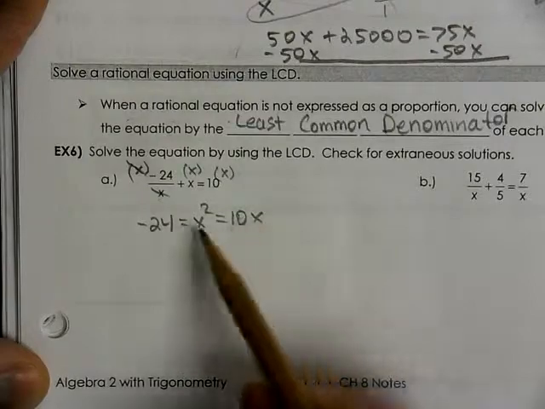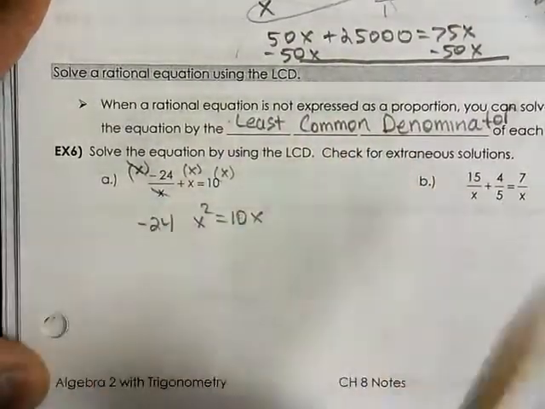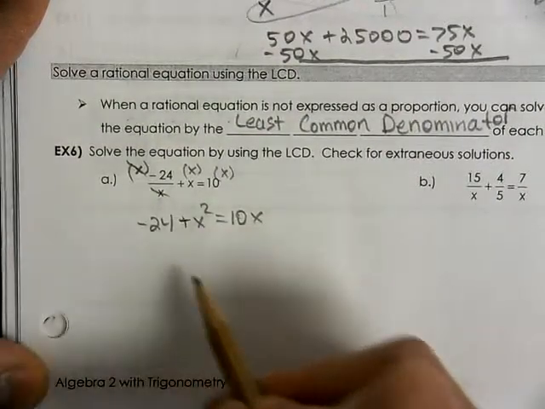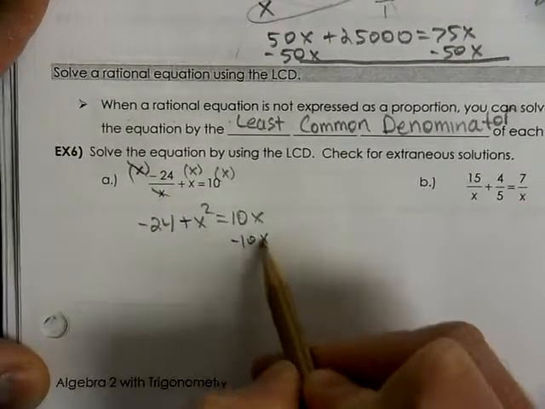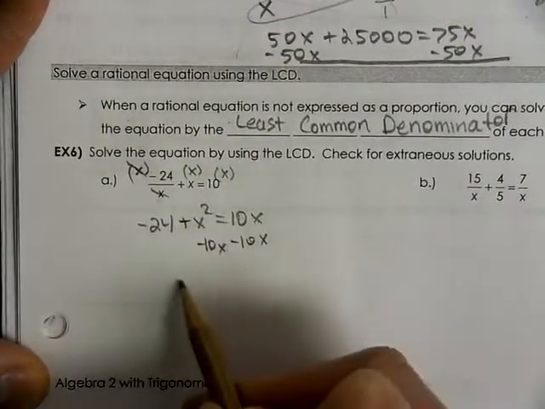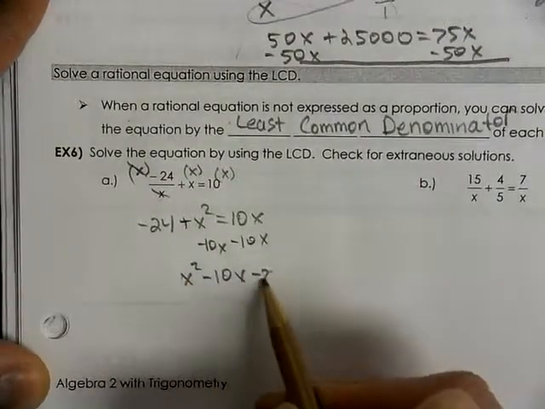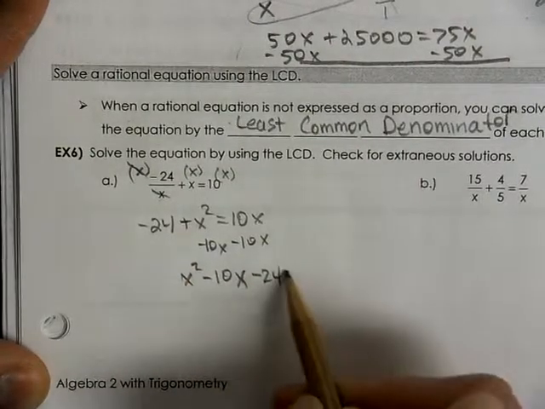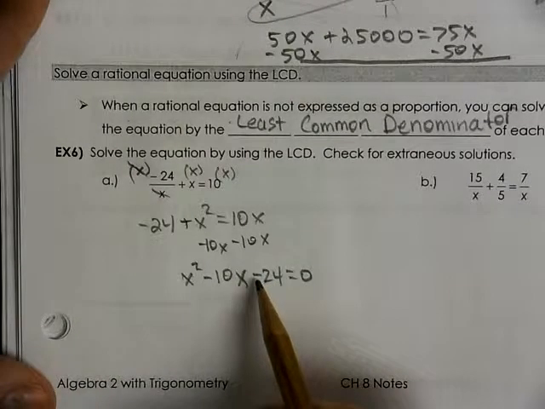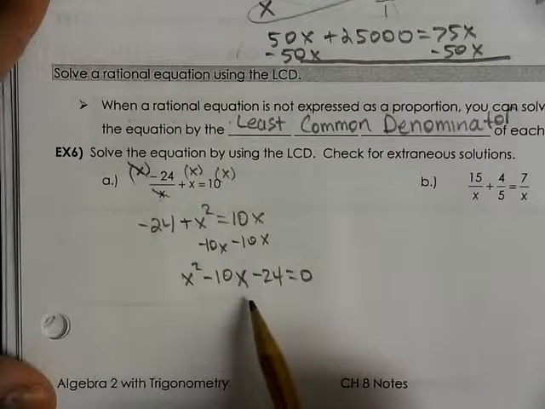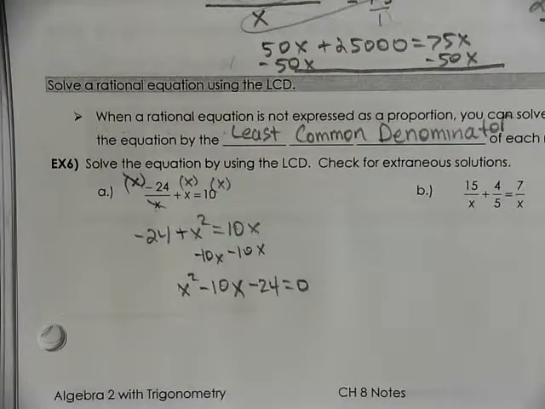Now, because we have two different types of x's, we need to move them to the same side of the equal sign. So let's bring the 10x over here. So we have x squared minus 10x minus 24. Now we need to look at what multiplies to be negative 24 and adds to be negative 10.